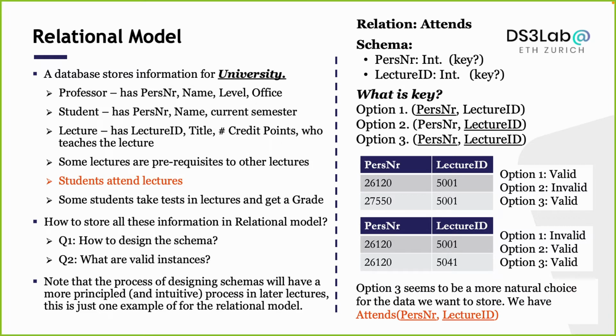One student can take multiple lectures, and there are multiple students in the same lecture. So if that is the thing you want to model, go for option 3. Have a relation with the name attends, have 2 attributes, and have their combination as the primary key.